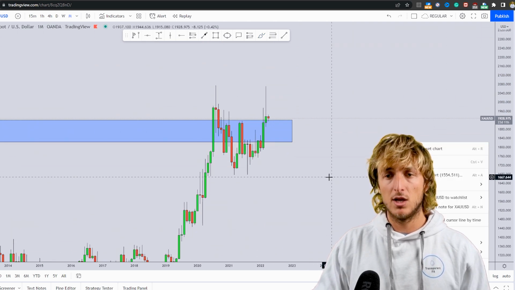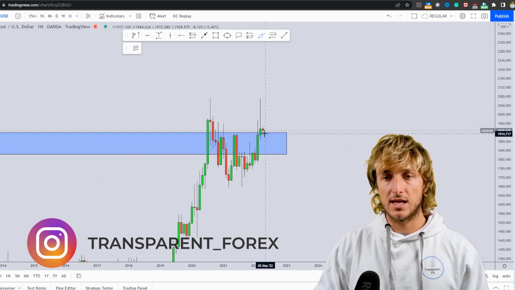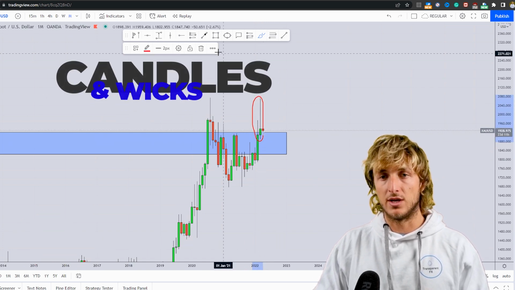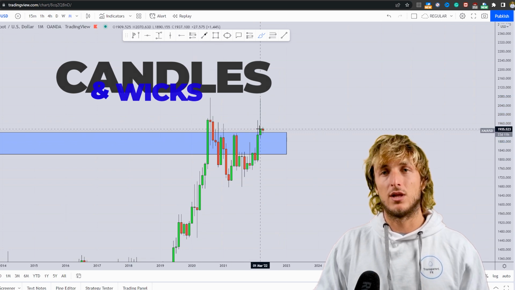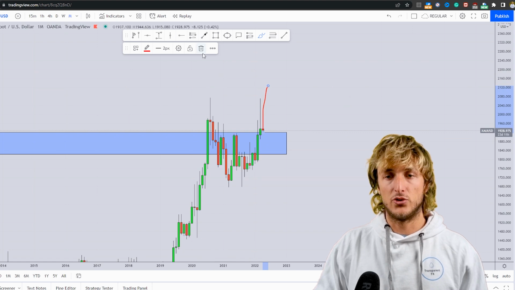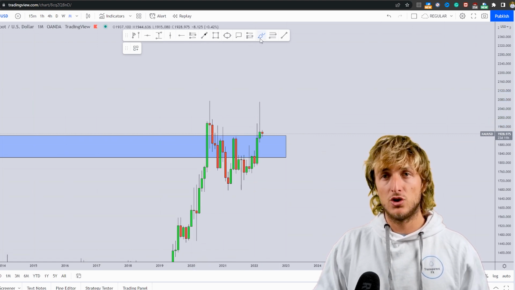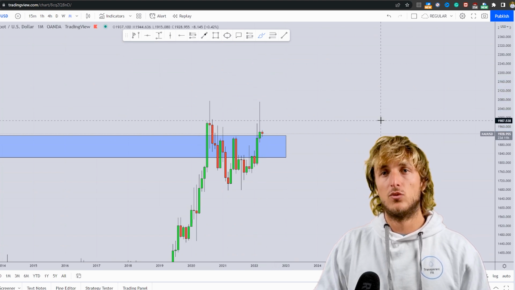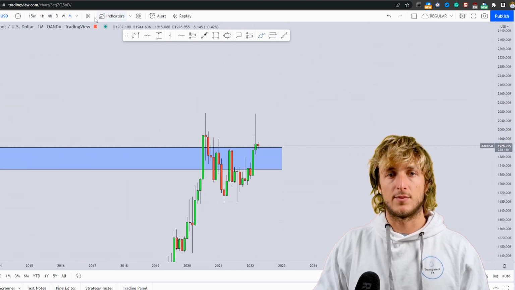Now, zooming in, we can also see how this candle here is a candle with a very long wick and a green body. Now, usually when you see a candle like this with a long wick and a green body, you expect the next candle to fill in the wick. So here on the monthly, everything seems pretty bullish and we can expect more potential continuation to the upside.